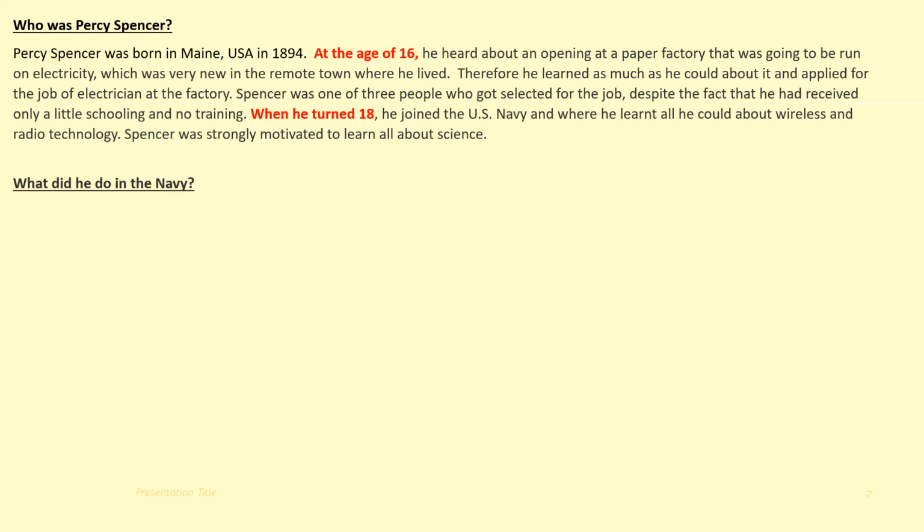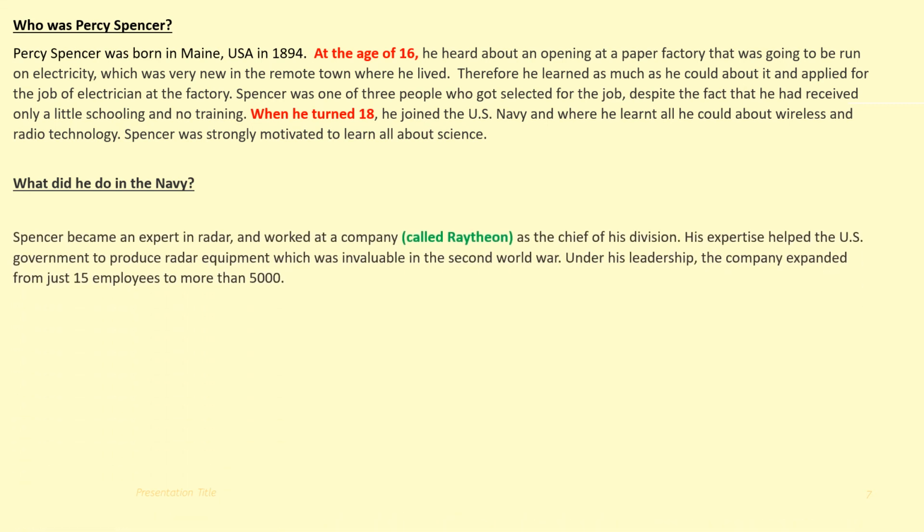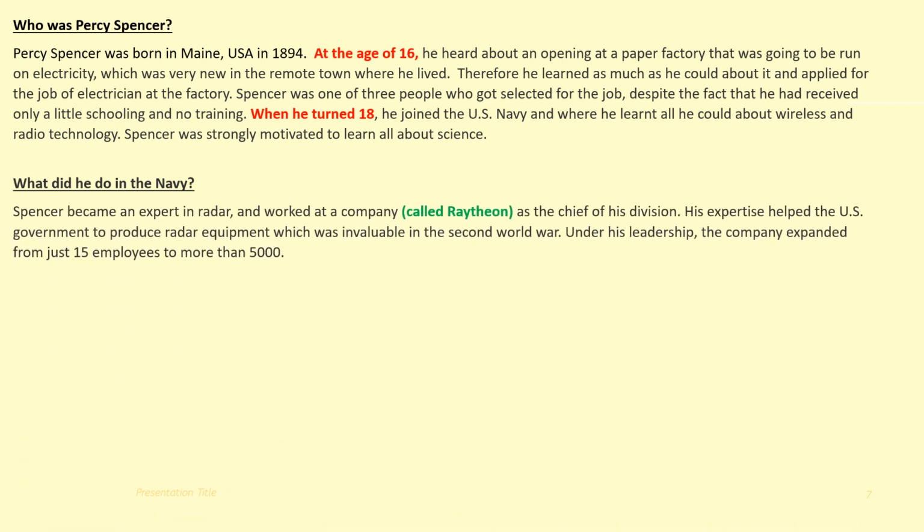So what did he do in the Navy? This really influenced his invention. Spencer became an expert in radar and worked at a company called Raytheon. Again, Raytheon and the company name is not very important in my bit of writing, so I put it in brackets, as the chief of his division. His expertise helped the US government to produce radar equipment which was invaluable in the Second World War. Under his leadership, the company expanded from just 15 employees to more than 5,000.